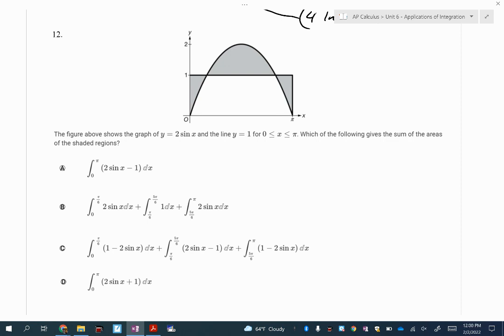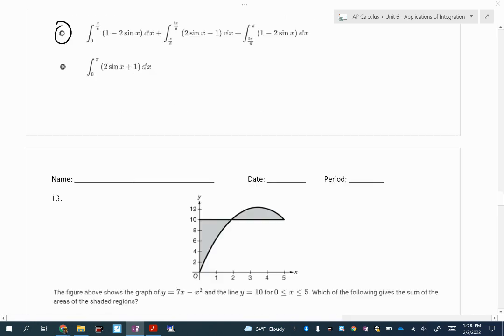So I've got 0 to pi over 6, pi over 6 to 5 pi over 6, and then 5 pi over 6 to pi. Those are all the same for B and C. But if you notice the first one, the one that y equals 1 is actually on top. So that's going to be 1 minus, right? So that looks good. Then for the middle piece, it's the sine function that's on top. Then the last piece, it's back to the 1 being on top. So C looks like the one that makes the most sense. Okay, last one.